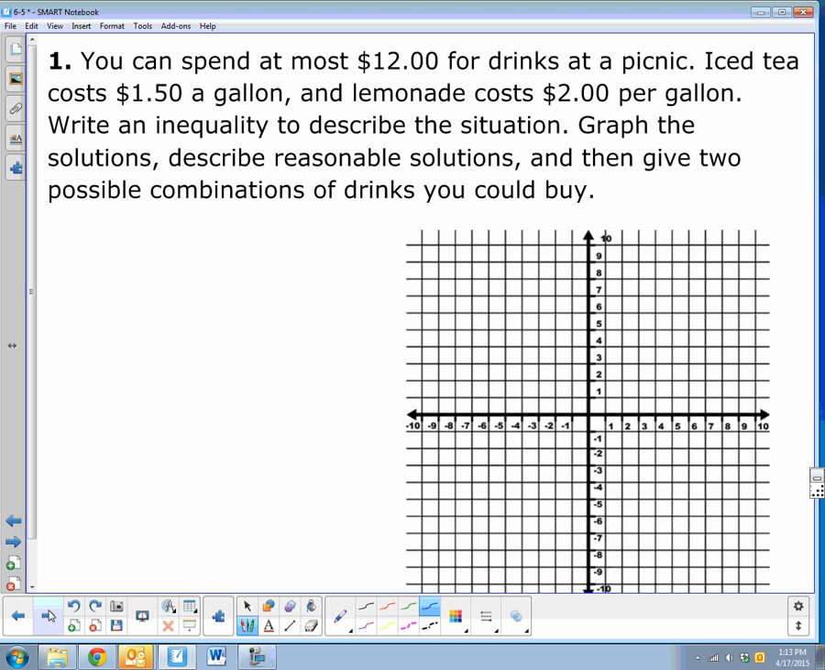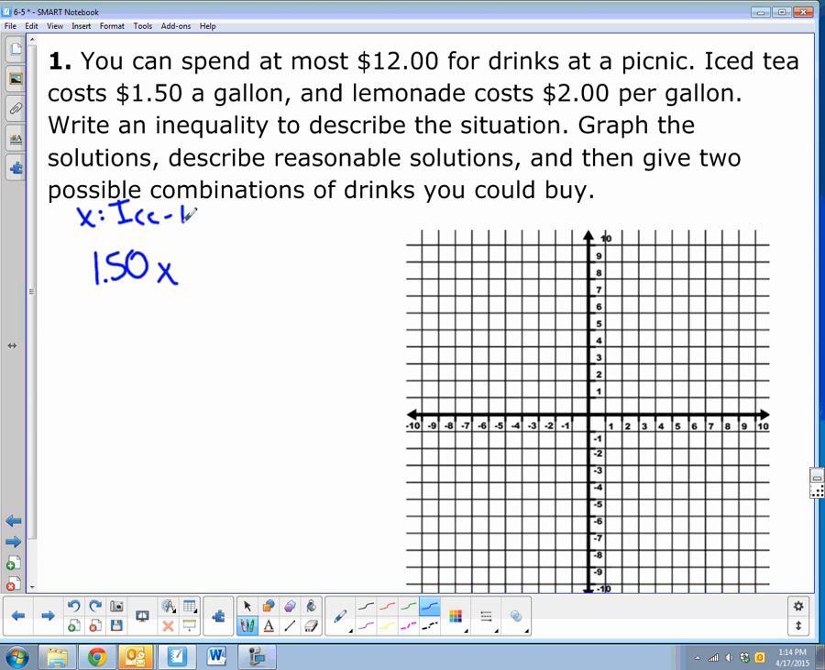Okay, I know that iced tea is $1.50 a gallon. So I'm going to do $1.50 for, I'll use x. Why not? So x is going to be lemonade. Nope, sorry, x is going to be iced tea, like the wrapper.